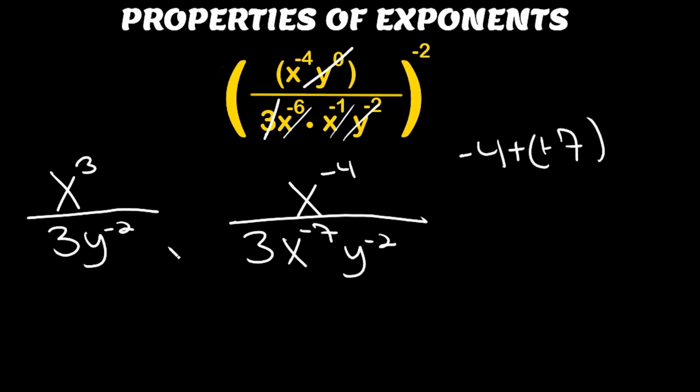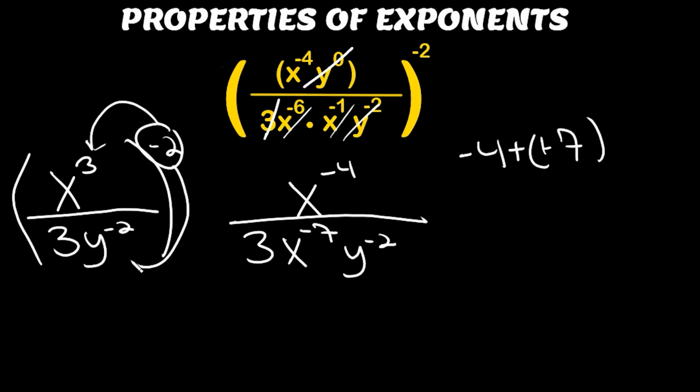And remember, I still have this in parentheses technically, right? And I have this negative 2 on the outside. So from here, we can use a power of a quotient. And what that essentially means, this negative 2 is going to be applied to all of your exponent values inside. So that's going to go there. It's going to go here. And it's also going to go here to this 3 that has technically an exponent of 1, right?